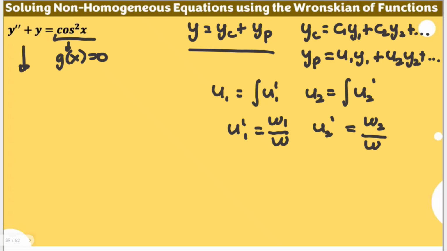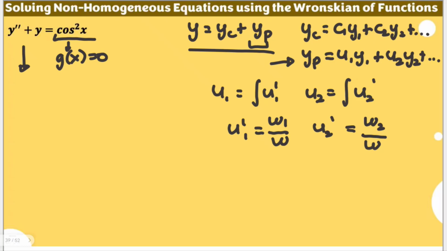But for y sub p, since in our table of particular solution we previously discussed, there's no row or trial particular solution for the square of cosine x. Hence, we are going to really use here the Wronskian of functions, but our y sub p is indicated to be having this kind of formula.